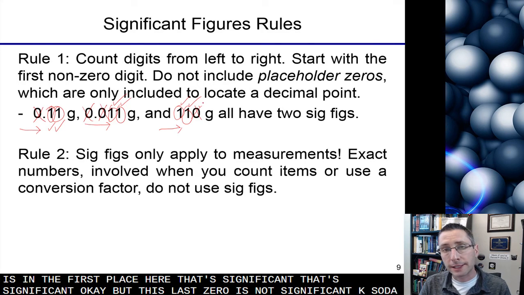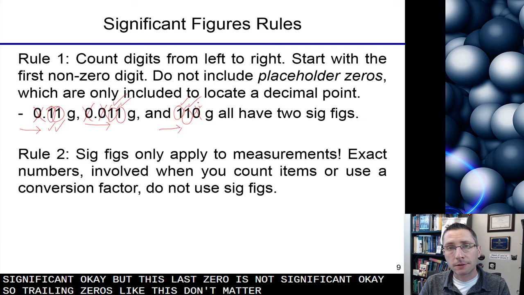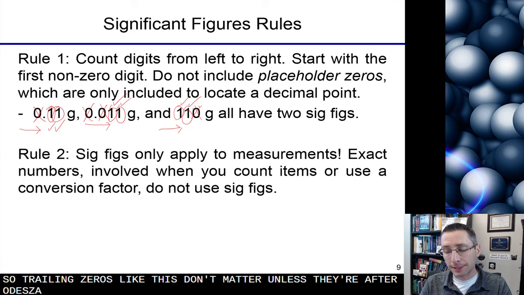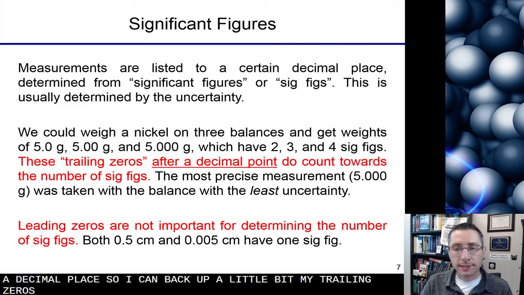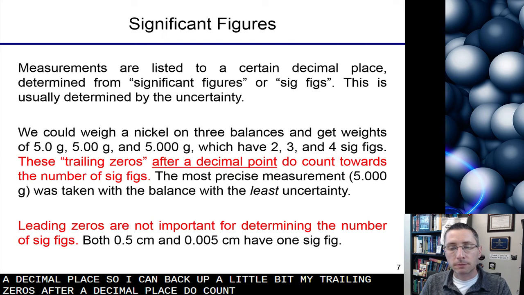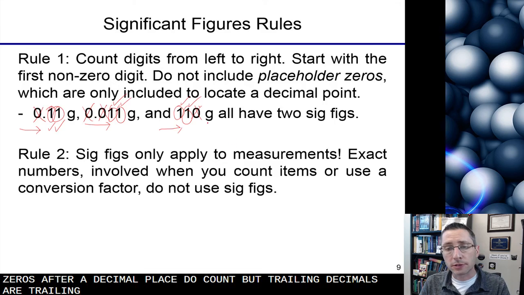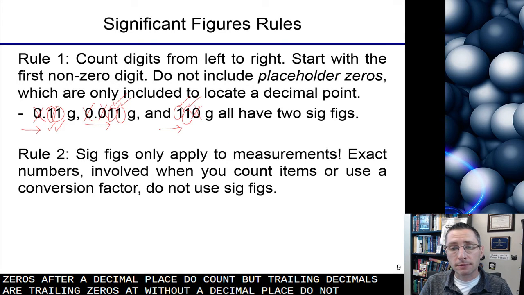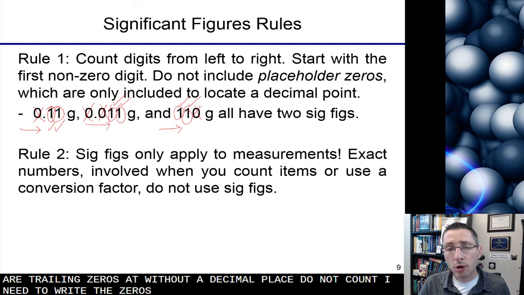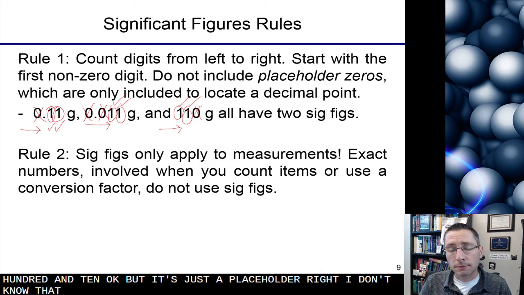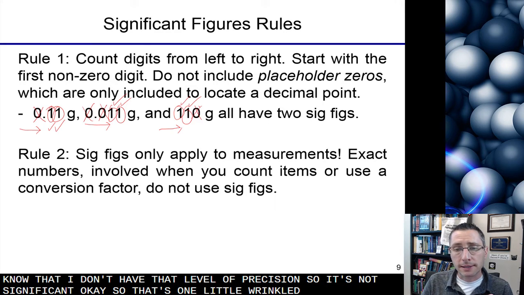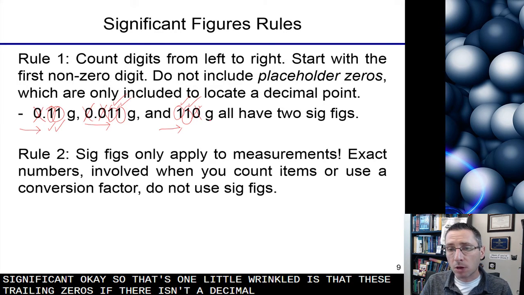So trailing zeros like this don't matter unless they're after a decimal place, right? So I can back up a little bit. Trailing zeros after a decimal place do count, but trailing zeros without a decimal place do not count, right? I need to write the 0 so I know it's not 11, it's 110. But it's just a placeholder, right? I don't have that level of precision, so it's not significant. So that's one little wrinkle: these trailing zeros, if there isn't a decimal place, are not counted as significant.